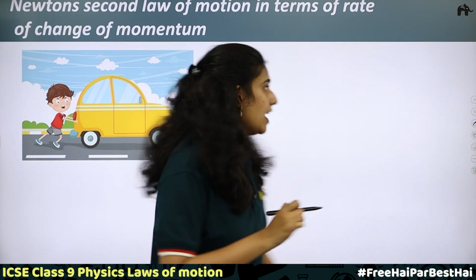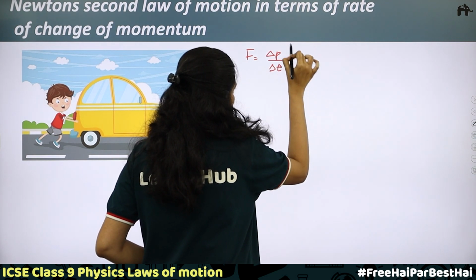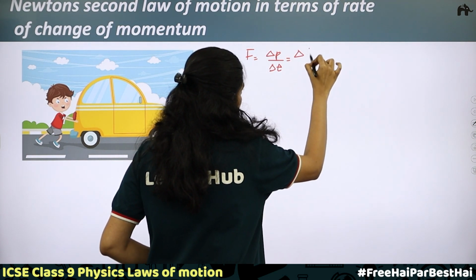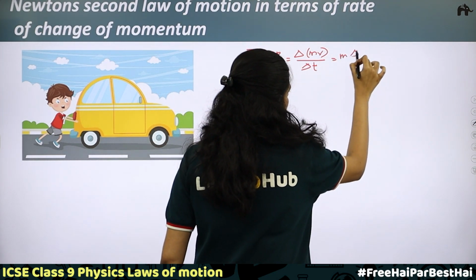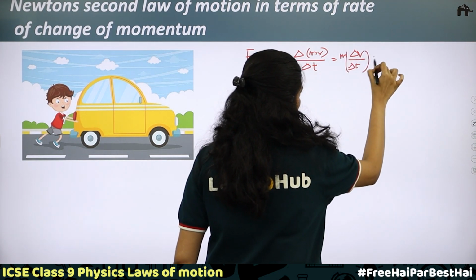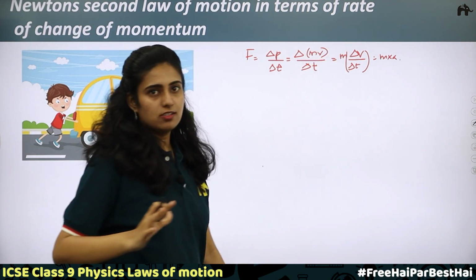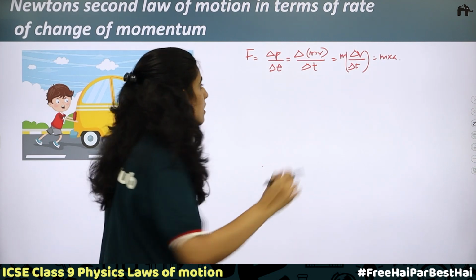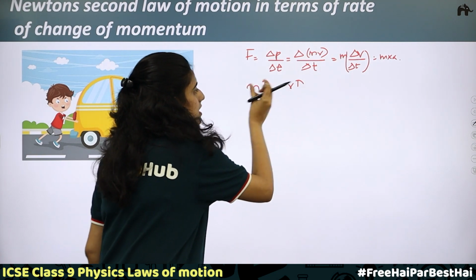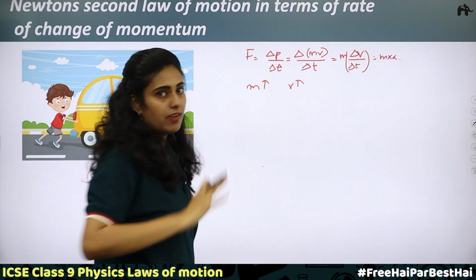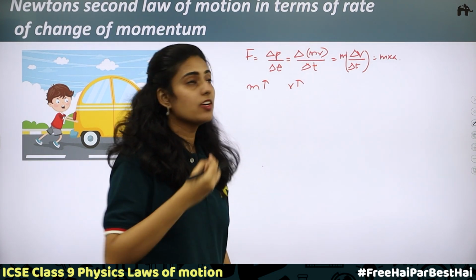Clear? Now, we have said that force is equal to change in momentum by change in time, that is equal to change in mass into velocity by change in time, equal to mass delta V by delta T, equal to mass into acceleration. Now, here you can see that mass is taken as a constant. In most cases, there is an increase in mass with increase in velocity. When velocity increases, mass also increases. These are cases where the velocity of the body is comparable to the velocity of light.